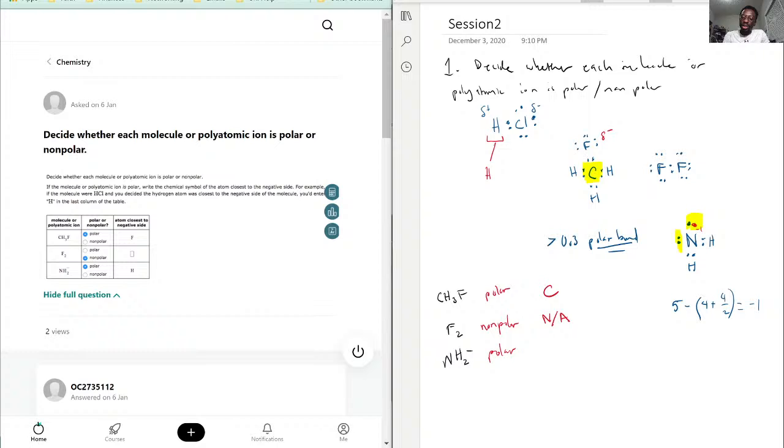And the atom closest to a negative part will be any of these 2 hydrogens here, because as long as they're touching nitrogen, which is the negative part, the hydrogens are the ones closest to it, okay? So this would be how you approach this question.